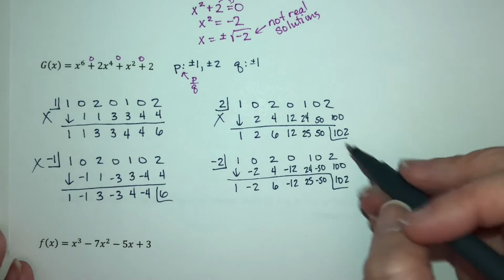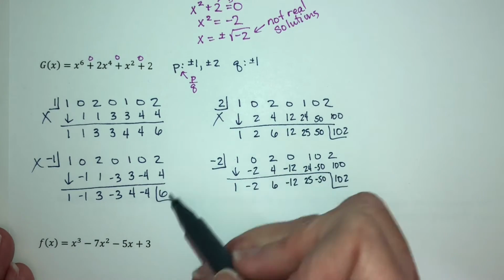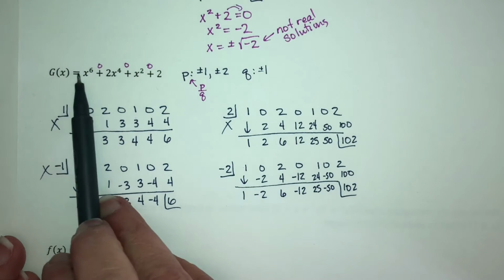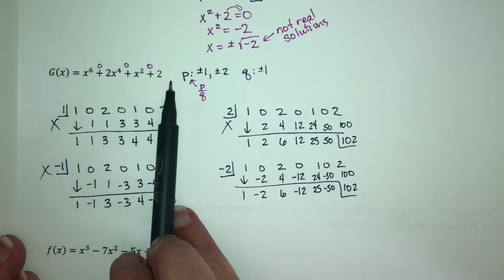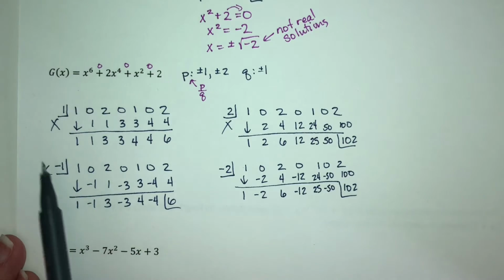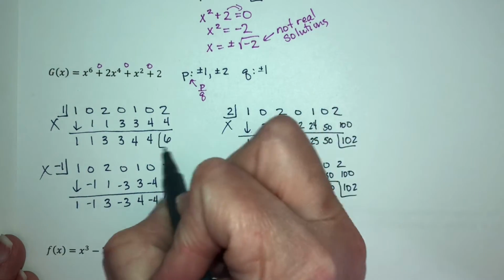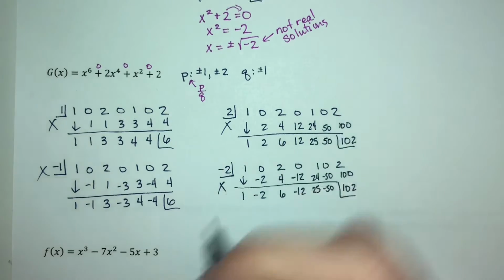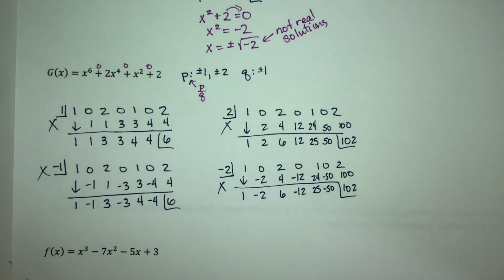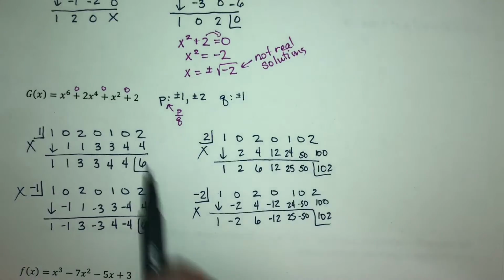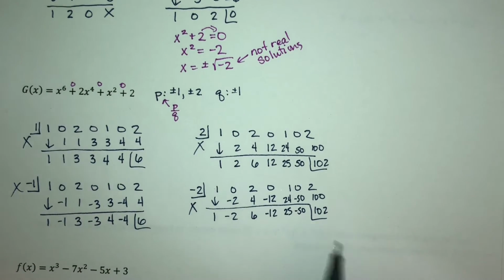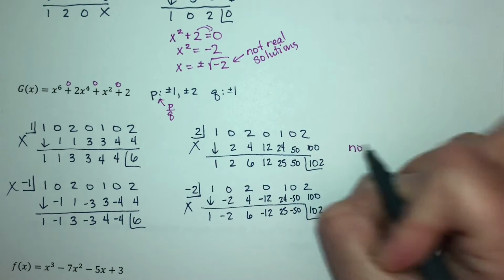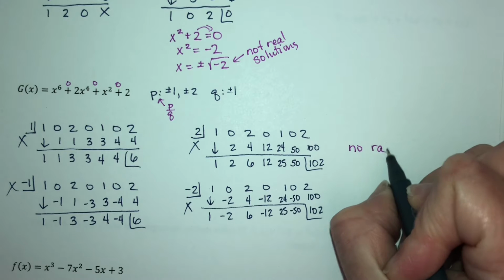Now, why did we get the same thing here and here, here and here? It's because this is an even function, so it doesn't matter whether we plug in the 1 or the -1, we're going to get the same answer. Okay, now none of these worked. So I've checked every single possibility. So this has no rational solutions.